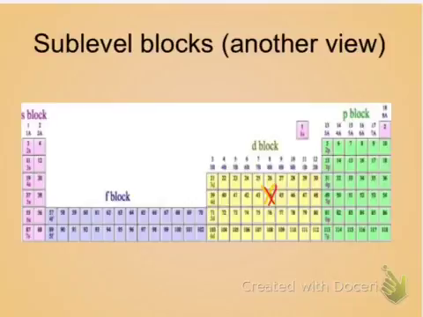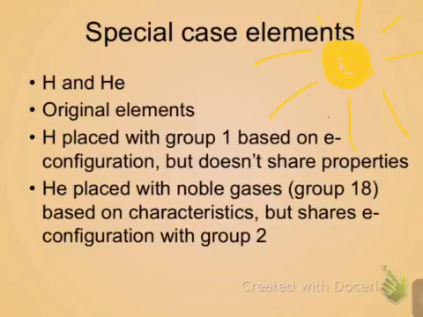Hydrogen has a 1s configuration. Based on electron configuration, it belongs in group 1, because it ends with an S1. It doesn't act like a group 1 element, because it wants to get to be like the nearest noble gas, which means gaining 1 electron. Hydrogen actually acts more like a p block element.